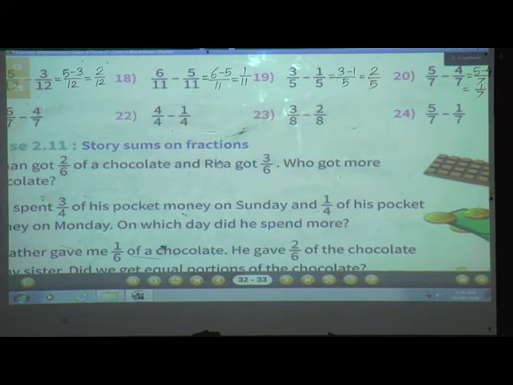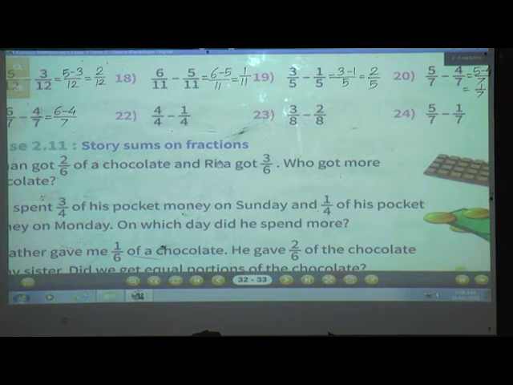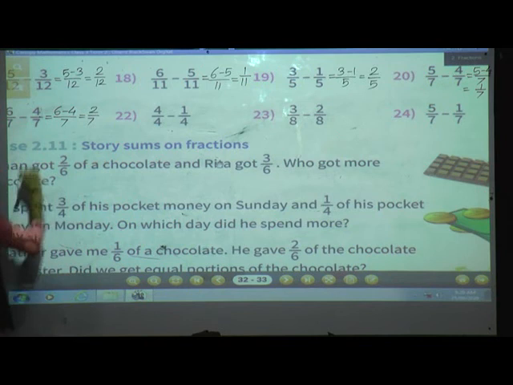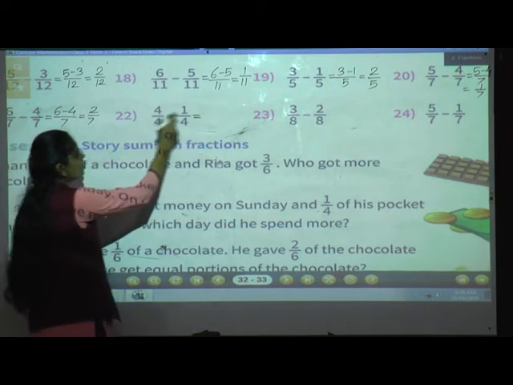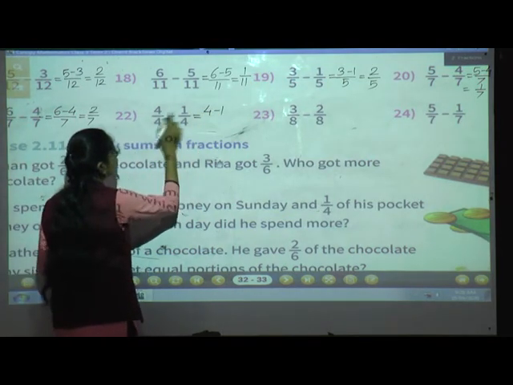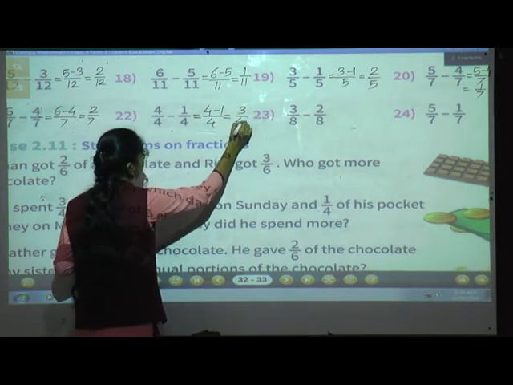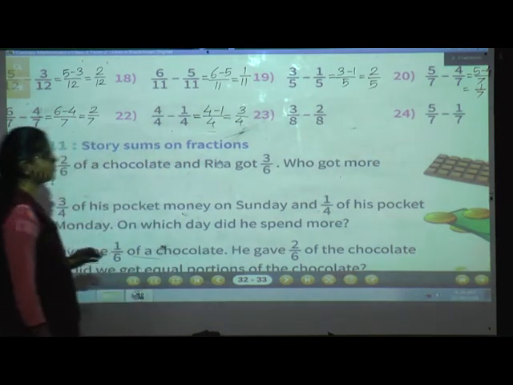Next, 6 by 7 minus 4 by 7 is equal to, yes, 6 minus 4 by 7. Do the subtraction. 6 minus 4 is equal to 2. 2 by 7. Next, 4 by 4 minus 1 by 4 is equal to 4 minus 1 by 4. 4 minus 1, 3. 3 by 4. Next, see the next fraction.